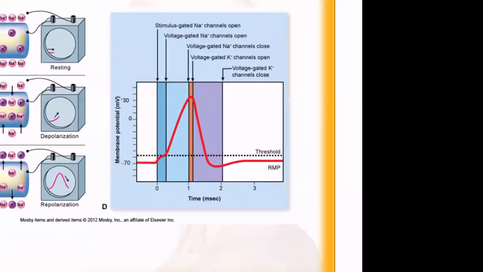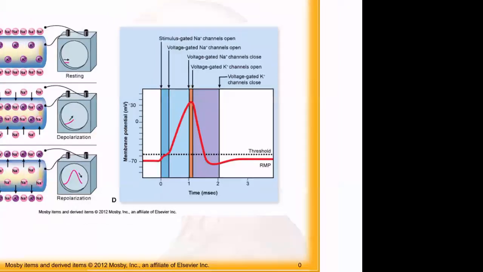And what's breaking down here is what is going on at each of these points. Once it hits that threshold, that's what causes those voltage gated sodium channels to open up. And now the sodium comes rushing in, and we have a big change in the electrical current.